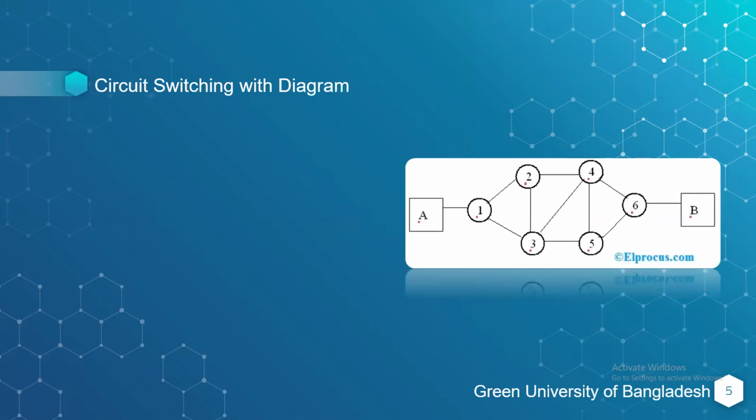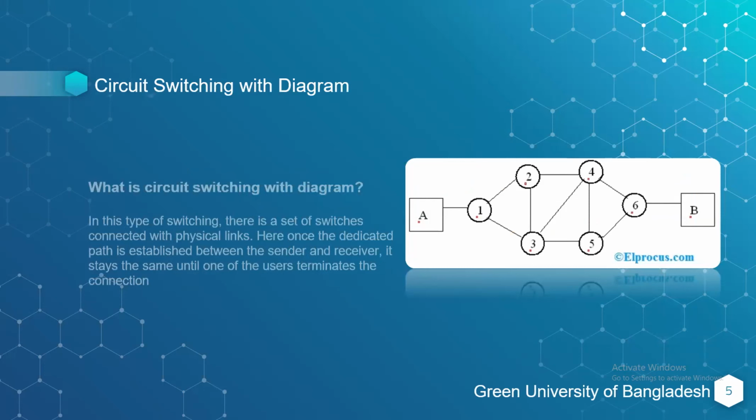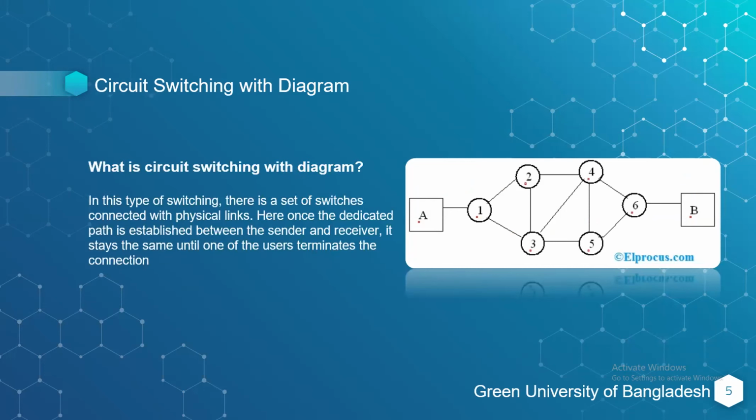Now, circuit switching with the diagram. In this type of switching, the stations are connected with a physical link, where once the dedicated path is established between sender and receiver, it remains until one of the users terminates the connection. Thank you, sir.